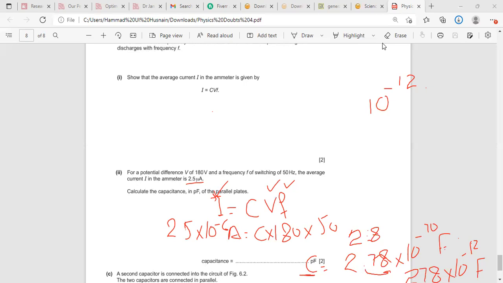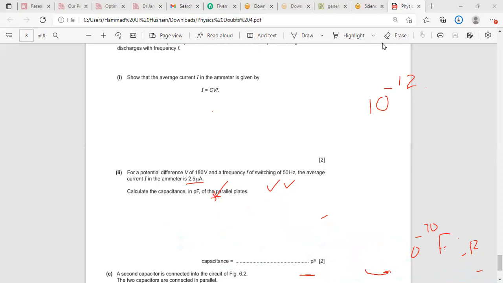You got it, Rani? Yes, sir. Okay, so let us move forward if you are clear with this concept.